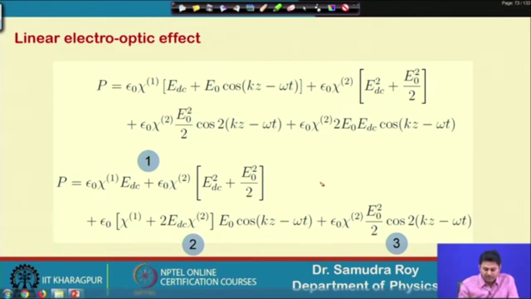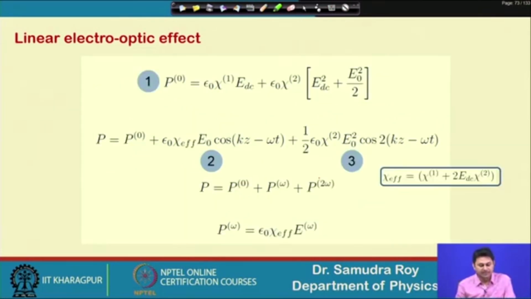This chi effective is basically a new linear susceptibility term, and this new linear susceptibility term is the term which changes the refractive index. So, now we write here chi effective, all the 3 terms. This is the second harmonic term as it is, the P0 term is, as I mentioned, the modified optical rectification term, but here the most important term is the second one.